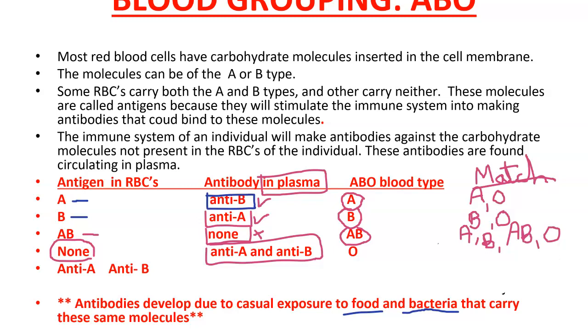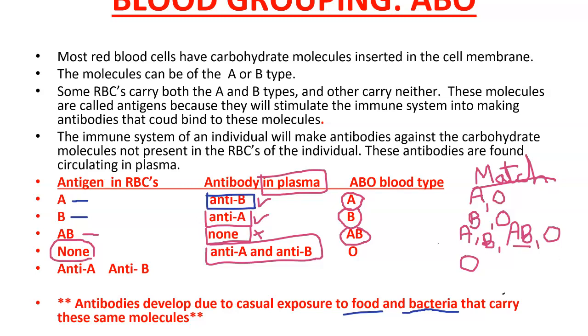And an individual with an O type, because they carry the anti-A and anti-B antibodies in their plasma, could only be matched with type O's. Notice that type O is a match for everybody. That's why type O is called the universal recipient. On the other hand, type O is the universal donor. Type O blood is the universal donor.